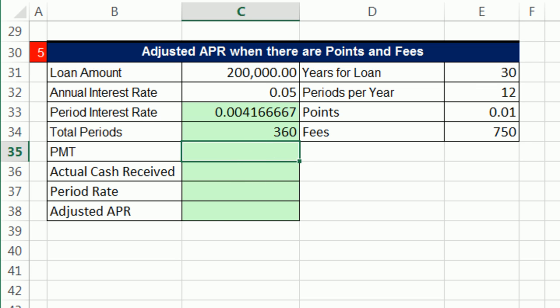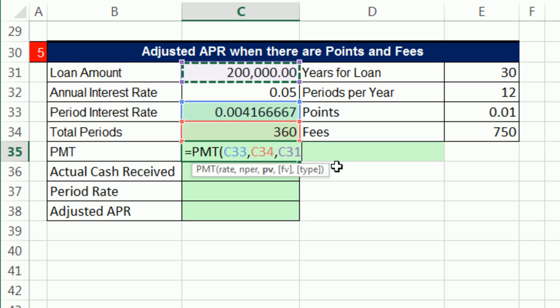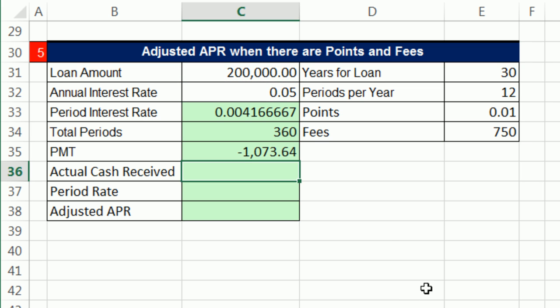The PMT equals PMT. The rate, that's our period rate, comma, total number of periods. The present value, that's the full $200,000, and it's positive because we go to the bank and say, hey, give us some money, and it plops into our wallet, right? But we immediately give it to whoever we bought the house from. No balloon payment at the end, and this is N, so we leave those last two arguments off. Enter. So $1,073.64.